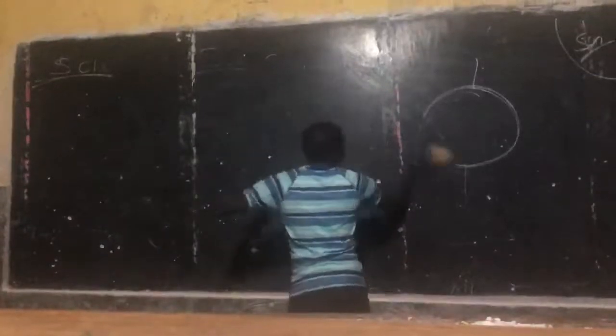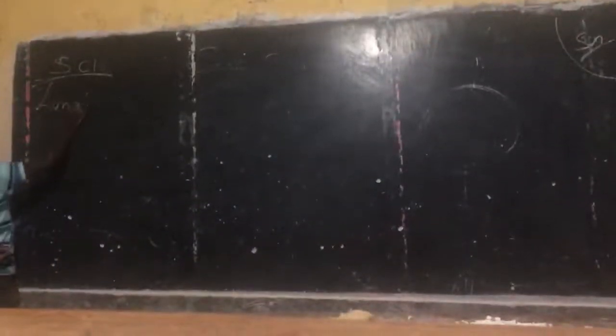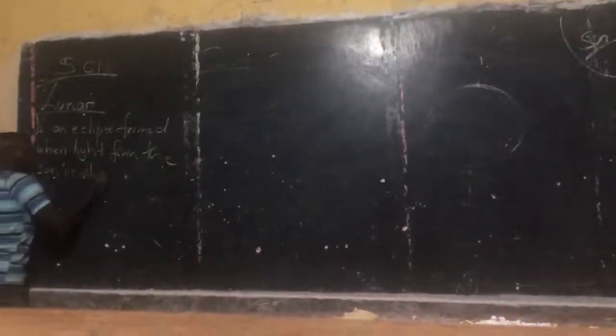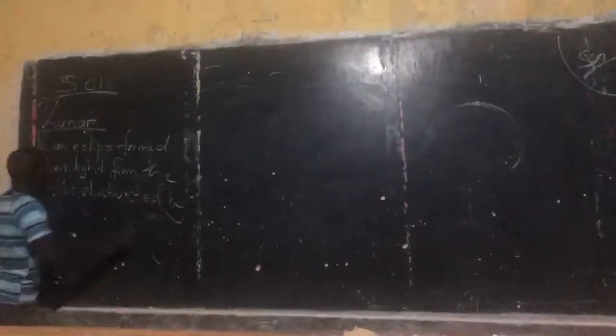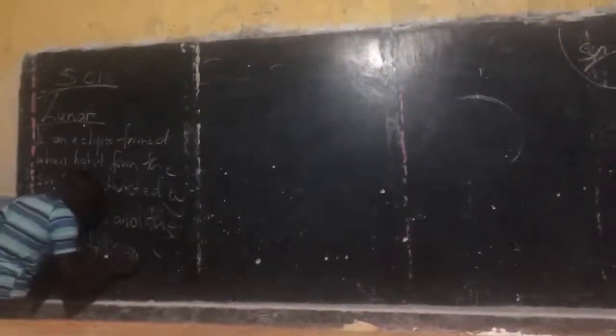So let's look at the so-called lunar. The opposite of solar is what? Lunar. But the lunar eclipse. What is this one? A lunar eclipse is an eclipse formed when light from the sun is obstructed by the earth, and the shadow falls on the moon.